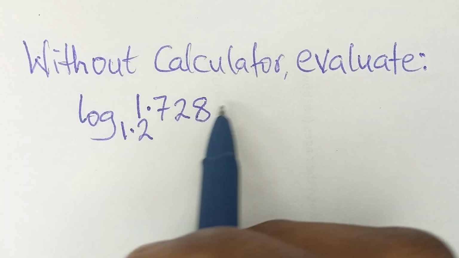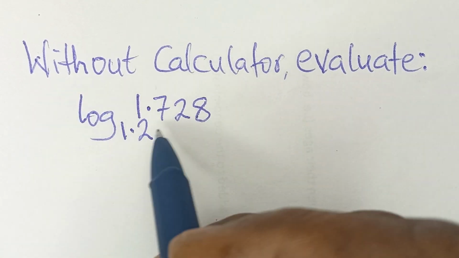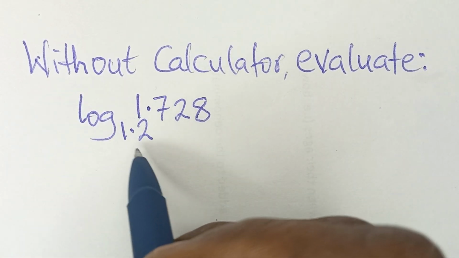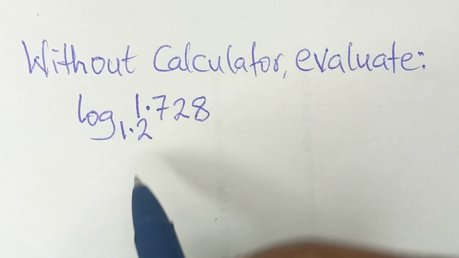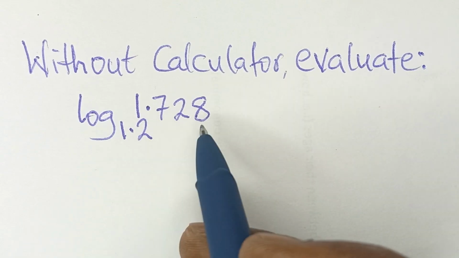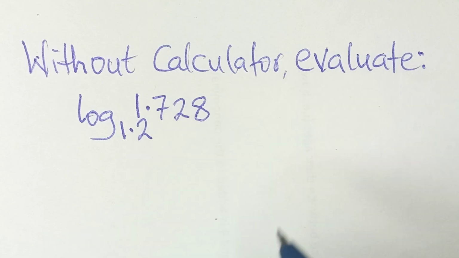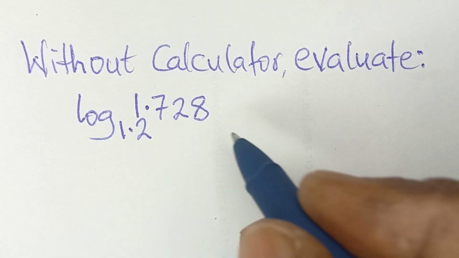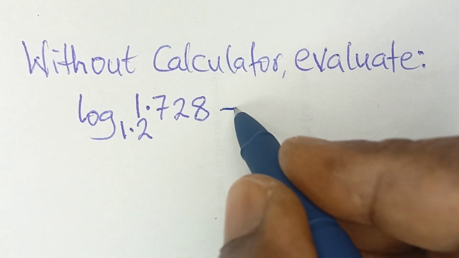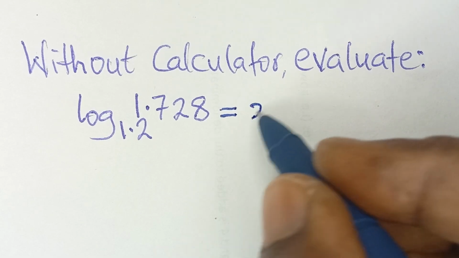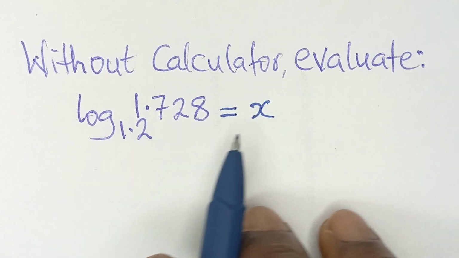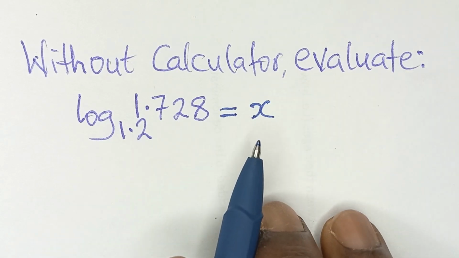The question here says, without calculator, evaluate log 1.728 to the base 1.2. Now, this is tricky because of the decimal points that we have in the number here. And so for us to evaluate this, let's take the answer to be equal to x. We don't know the value, so let's assume that the answer to this is equal to x.